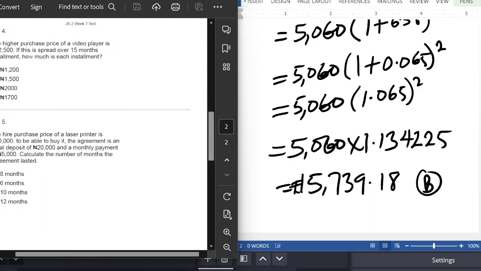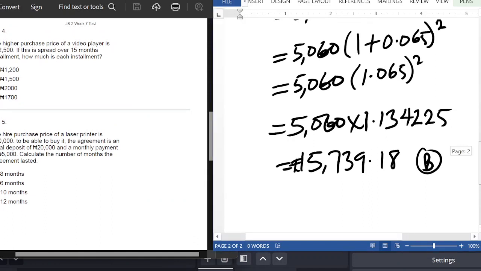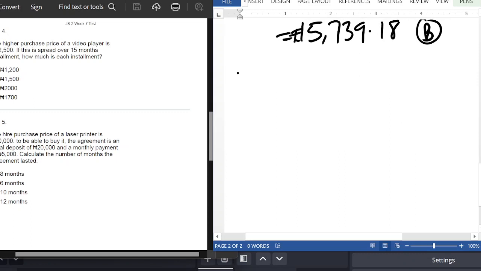Question number 4 here is on hire purchase. The hire purchase price of a video player is 22,500 naira. If this is spread over 15 months installment, how much is each installment? So we want to pay this for 15 months. So each installment here, this is very straightforward.